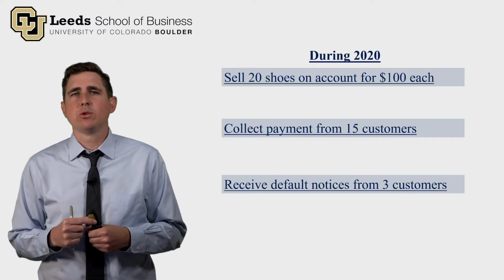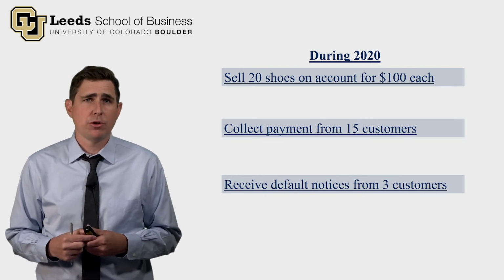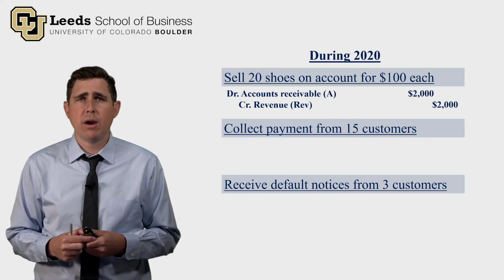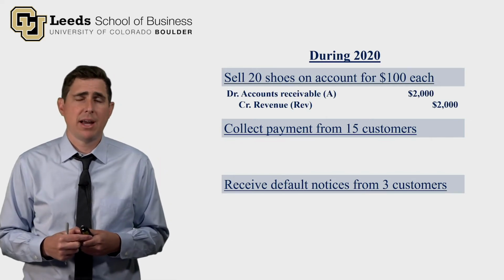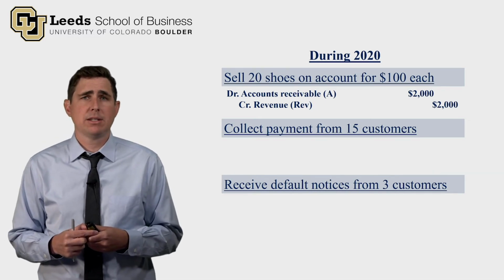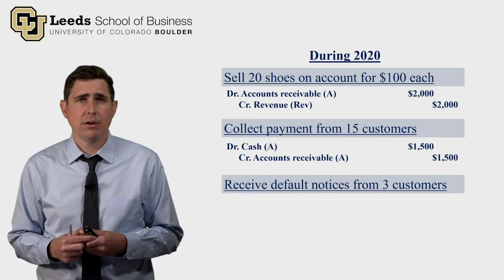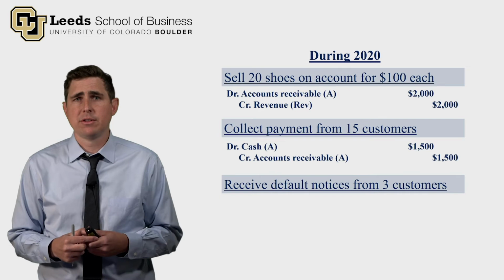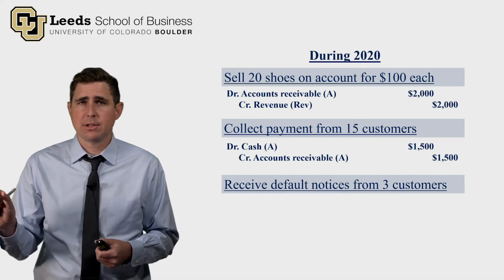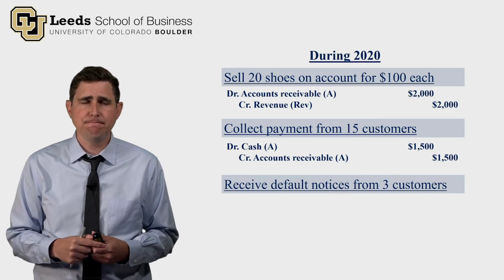Okay, now let's move into 2020. 3 activities are going to occur during 2020. We're going to sell more shoes. So 20 more shoes, $100 each. That's $2,000 of new revenue, credit revenue, debit accounts receivable. We're going to collect payment from 15 customers. That's 15 times $100 each, $1,500. We're going to receive $1,500 of cash, and we're going to scratch those 15 customers off of our accounts receivable balance. So a credit to accounts receivable to remove them from the balance.